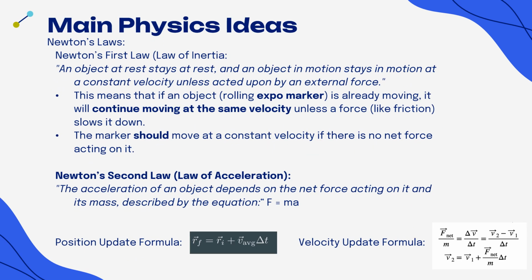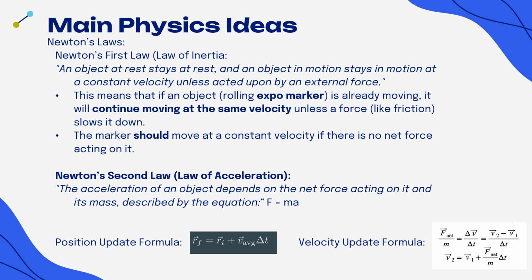So for our main physics ideas, we started with Newton's laws. Newton's first law is the law of inertia: an object at rest stays at rest, and an object in motion stays in motion at a constant velocity unless acted upon by an external force. This means that if an object, which was our rolling expo marker, is already moving, it will continue moving at the same velocity unless a force like friction slows it down. The marker should move at constant velocity if there is no net force acting on it.